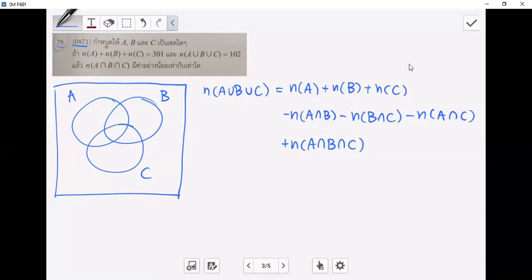Okay, so the problem says, given that A, B, and C are any sets, the sum of the members of set A, set B, and set C is 301. Another piece of information is that A union B union C is 102. And it asks you for the minimum of the intersection of the three sets.